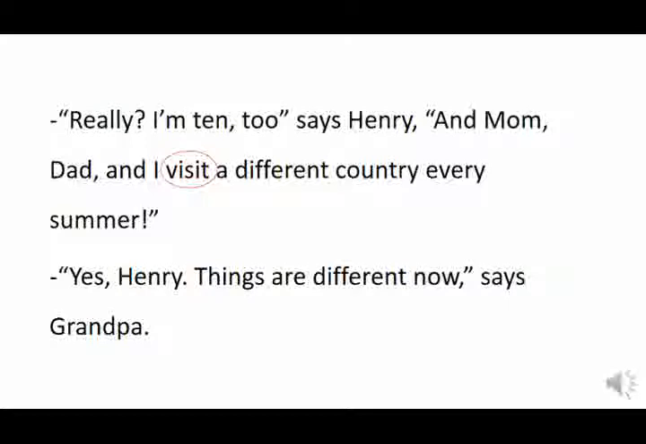How old is Henry? Henry is 10 years old. What does he do every summer? He visits a different country every summer with his mom and dad.